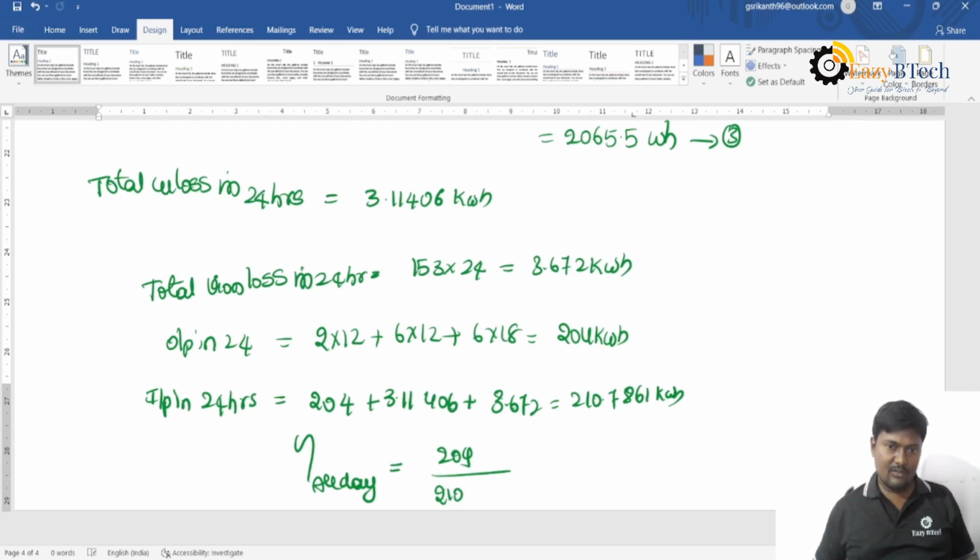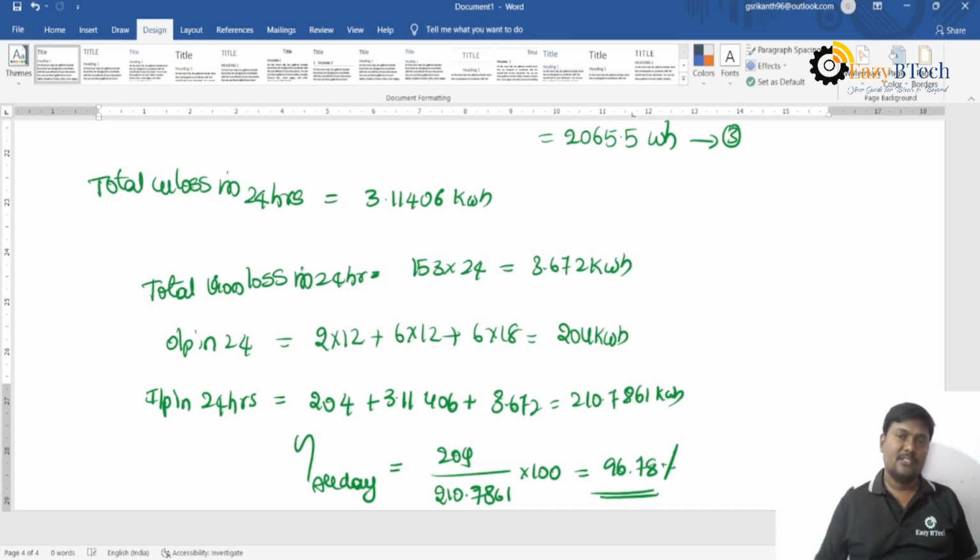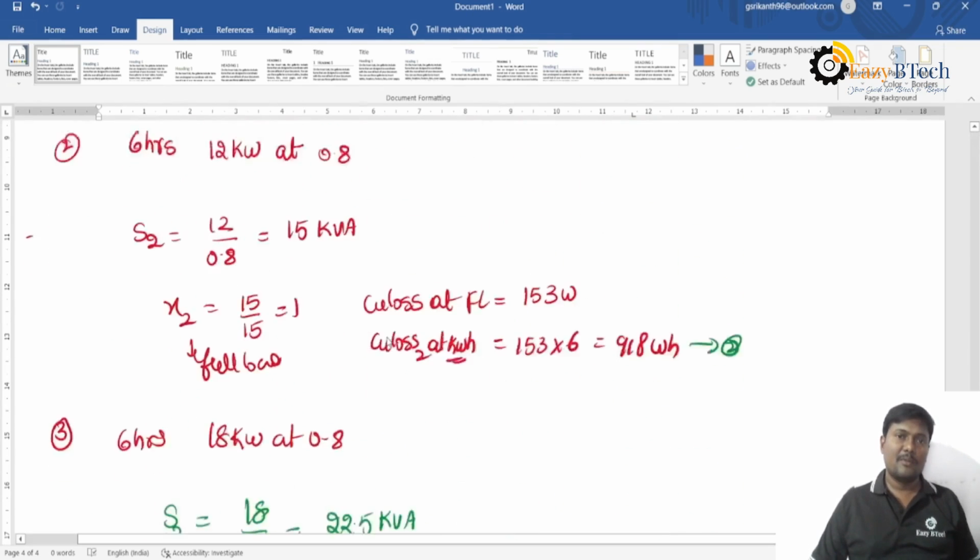And the all day efficiency is equal to 204 divided by 210.7861 into 100, which is 96.78%. This is the all day efficiency for this problem.